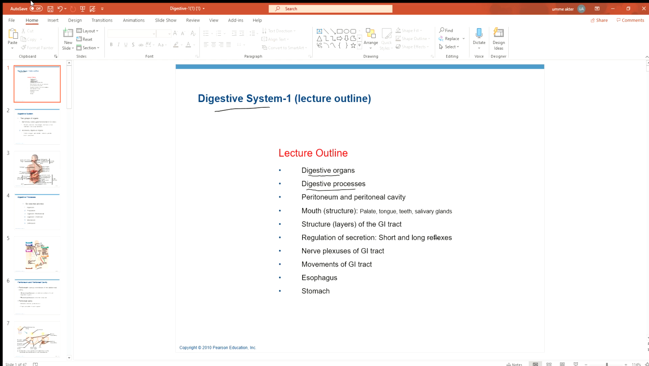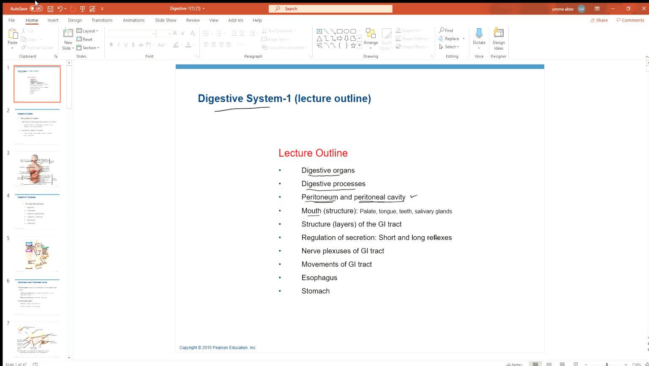Then we'll talk about the peritoneum, which covers the abdominal cavity, and by covering the abdominal cavity, it protects the digestive organs inside the abdominal cavity. And the peritoneum has a cavity, and that is called the peritoneal cavity. We'll talk about the peritoneum, which is the double layered connective tissue covering of the abdomen, and inside that you have a cavity called the peritoneal cavity.